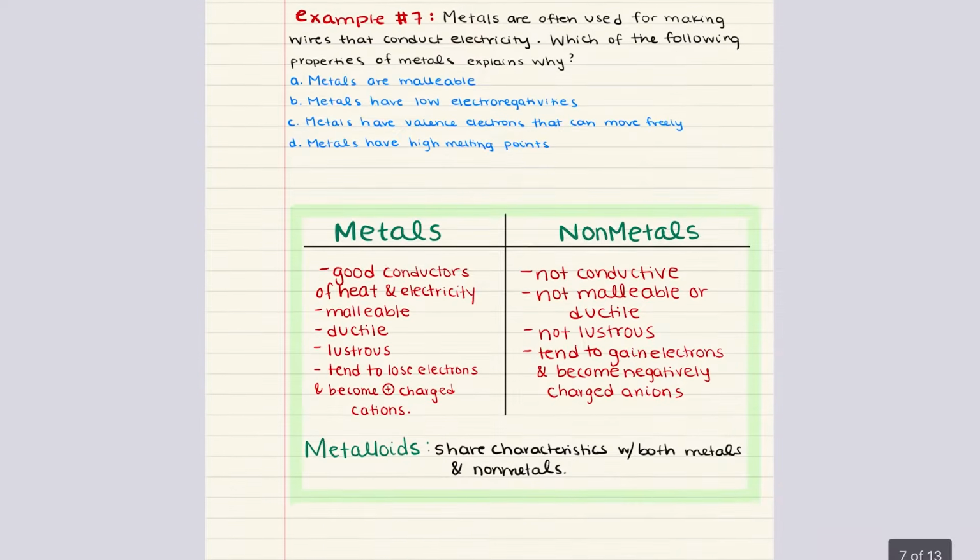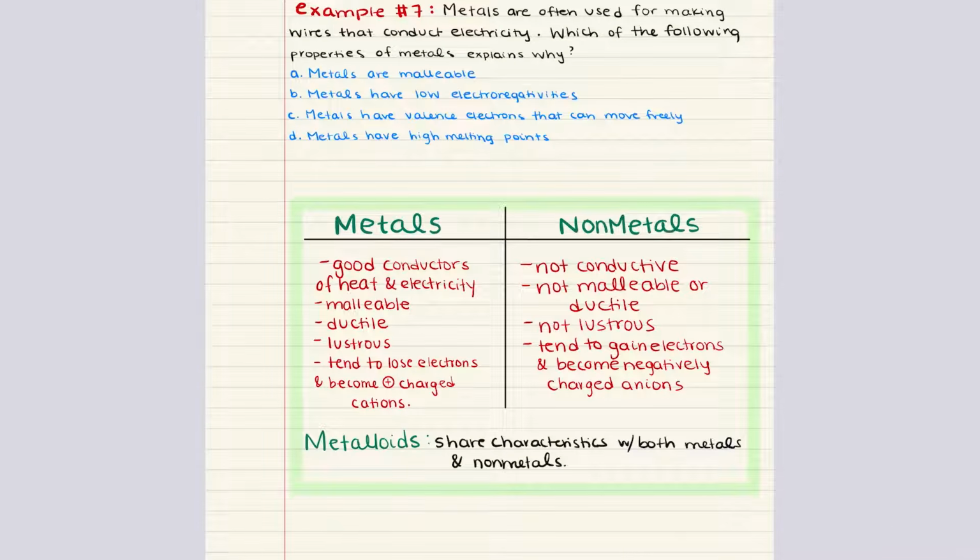Let's do problem 7 now. Problem 7 reads, metals are often used for making wires that conduct electricity. Which of the following properties of metals explains why? A says metals are malleable. B says metals have low electronegativities. C says metals have valence electrons that can move freely. And D says metals have high melting points.